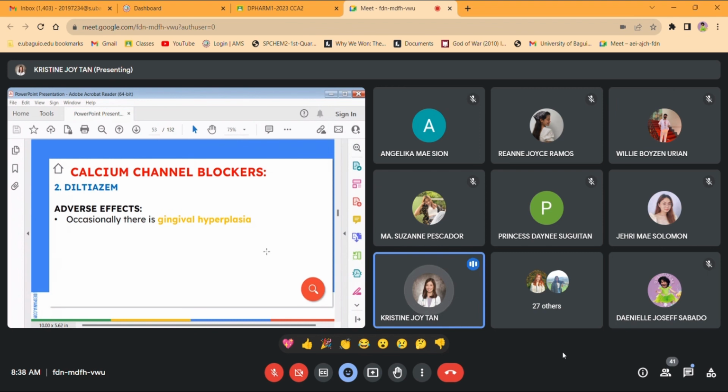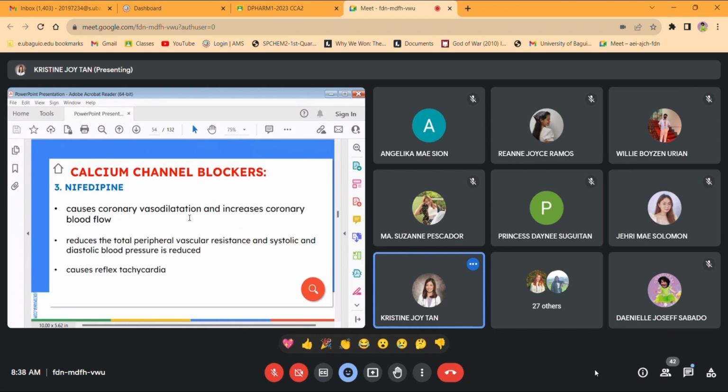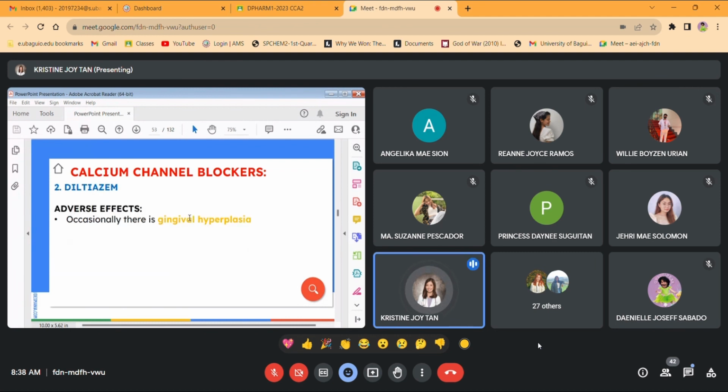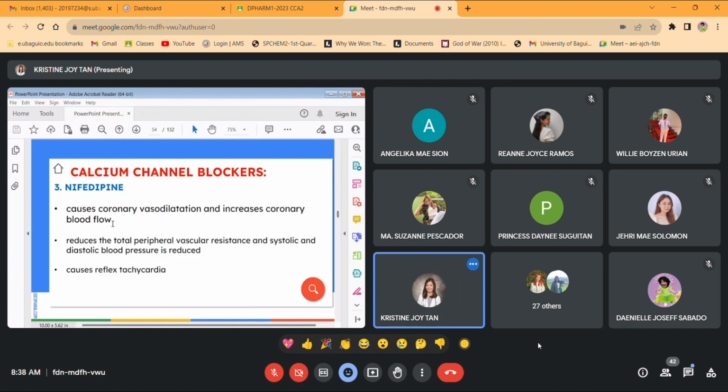So, an important adverse effect with your diltiazem is your gingival hyperplasia. So, take note of those side effects that I highlighted in yellow, because those are the common oral side effects that you can observe in your patient. You can encounter a patient complaining of gingival hyperplasia. Upon history taking, the patient is taking diltiazem. So, most probably, the cause of the gingival hyperplasia is your diltiazem. So, what you will do is, of course, stop the diltiazem. So, take note of the important oral side effects.